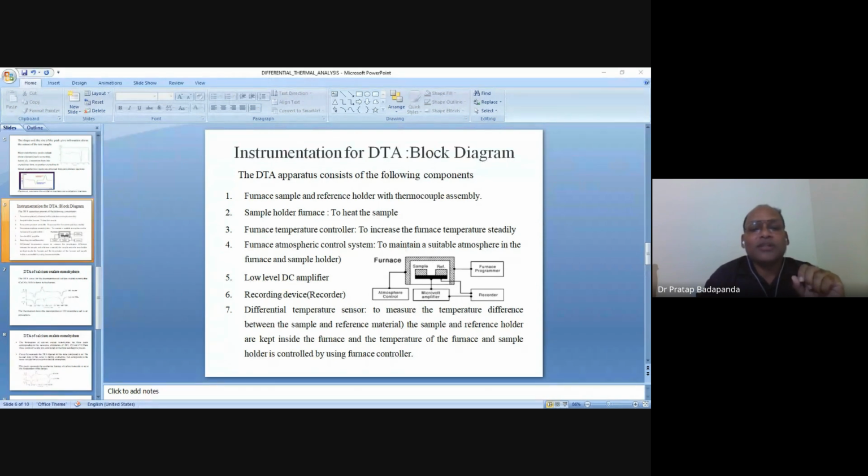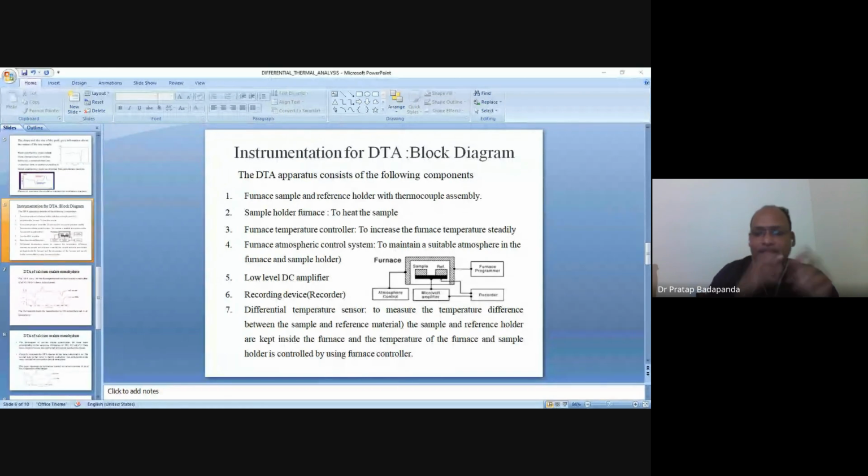To measure the temperature difference between the sample and the reference materials, the sample and the reference holder are kept inside the furnace, because you have to provide the temperature to both the sample as well as to the reference electrode. The temperature of the furnace and the sample holder are controlled by using the furnace controller.